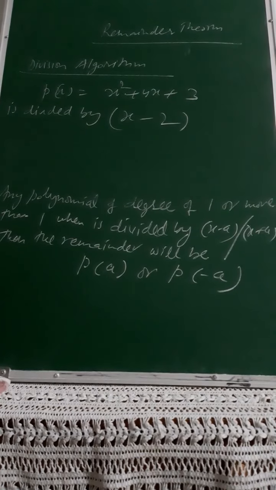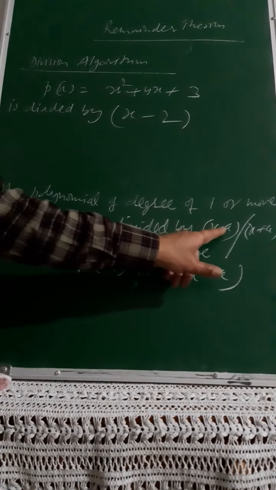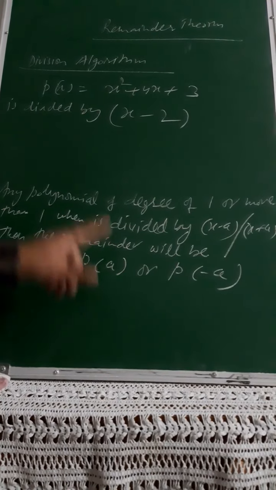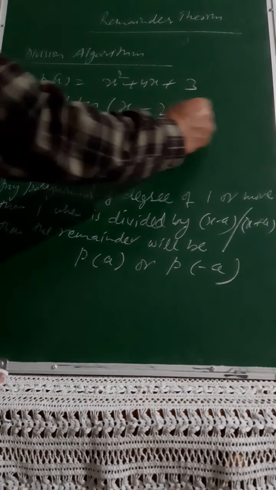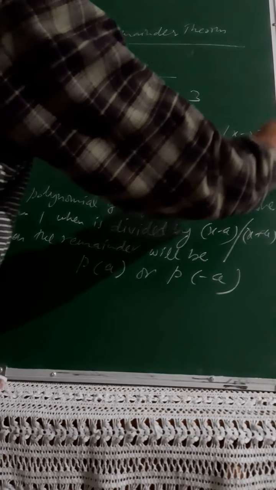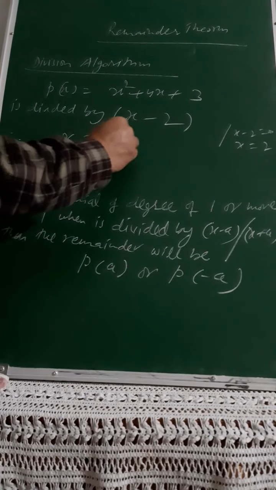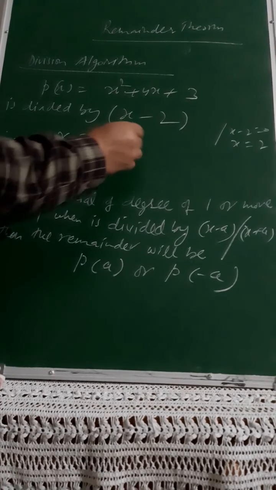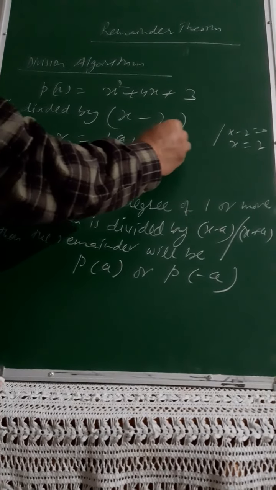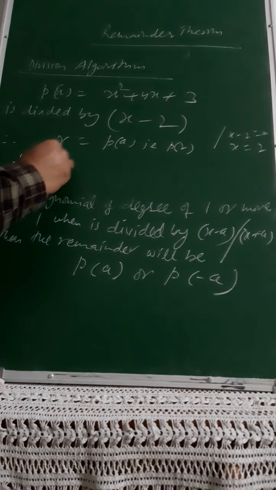Is p(x) divisible by x minus 2? I said that if it is divided by x minus a, my remainder will be p(a). So, I will put x minus 2 is equal to 0 and x is equal to 2. Therefore, the remainder will be p(a), here it is p(2). So, the remainder means p(2).